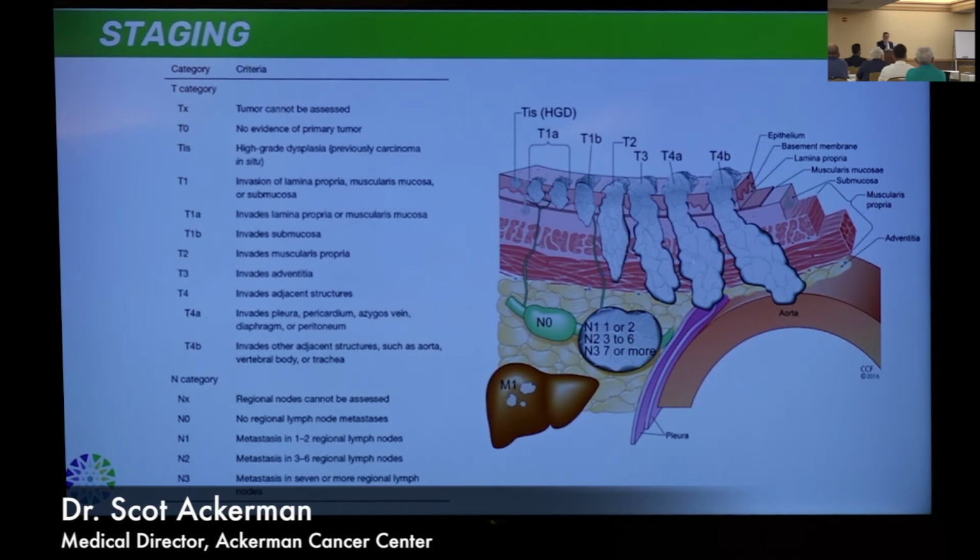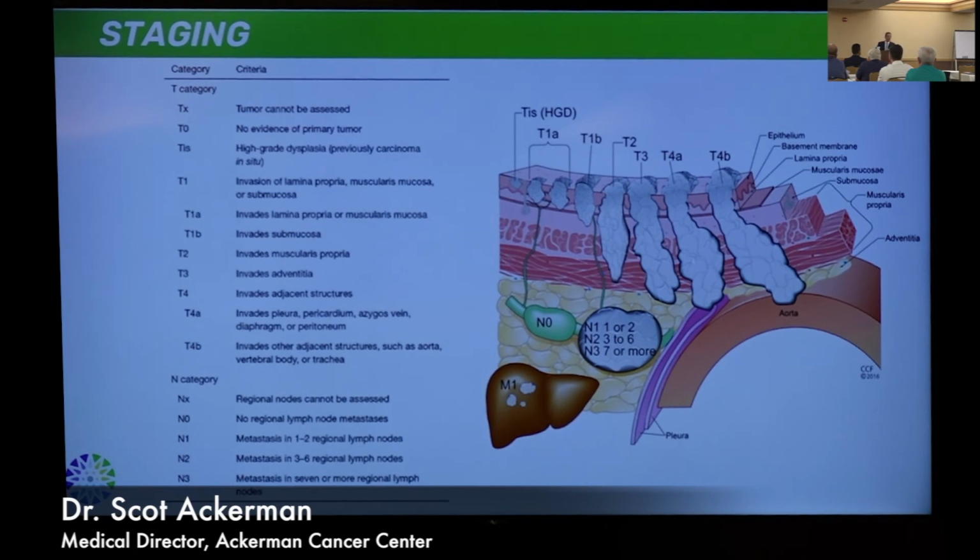The staging, as I said before, I tried to show you in the EUS, but here's a graphic of it. T1 lesions are ones that are involving the lamina propria, or basically the submucosa. T2 lesions involve the muscularis, that's the muscle around the esophagus. So if it's before the muscle, it's a T1. If it's in the muscle, it's a T2. If it's beyond the muscle, into the adventitia, it's a T3. Real easy to remember. The esophagus is lined with the mucosa, has a muscle, and has a wrapping on the outside, the adventitia. So the mucosa is T1, the muscle is T2, the adventitia is T3. If it goes into another organ, then it becomes a T4 lesion.